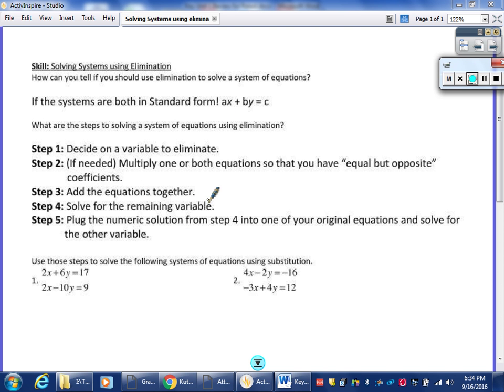Then what you do is you add the equations together. Once you do that, you should get one variable, and then you're going to solve for the remaining variable, whatever you have left. After you've solved for that variable, you're going to plug the numeric solution from step 4 into one of your original equations and solve for the other value.